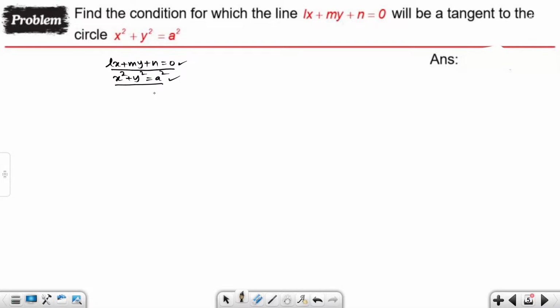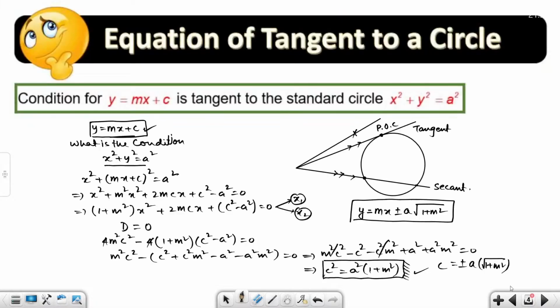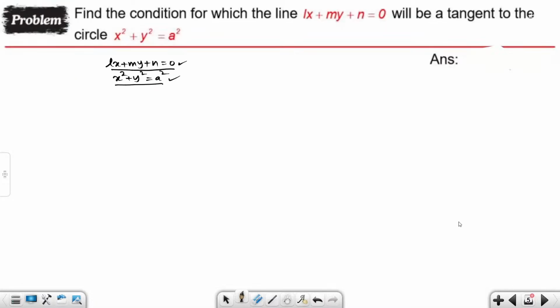Now, if you want to do it by the normal method, the method that I told you, suppose I have forgotten this condition that c square will be equals to a square into 1 plus m square. Though it is not desirable, but let us say that we have forgotten this formula. So in that case, how to find out that condition? Now you have to follow the same method I have done. So right now I'm not doing that. You can do it by yourself.